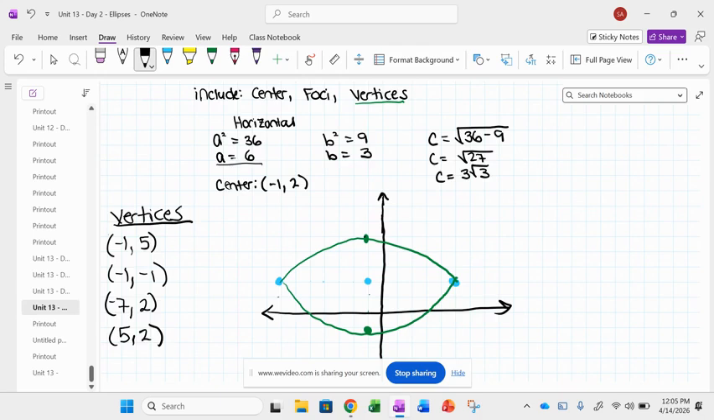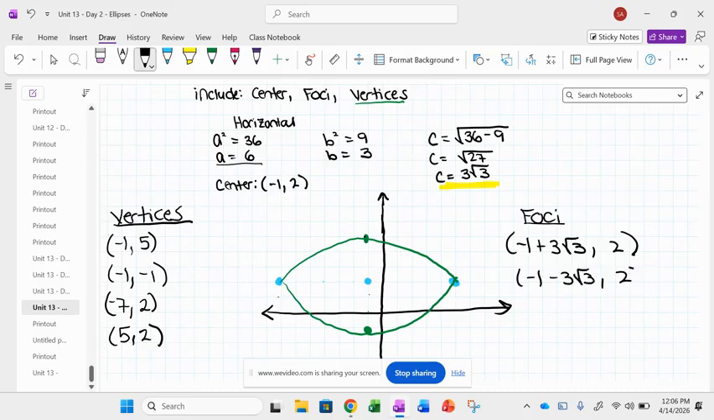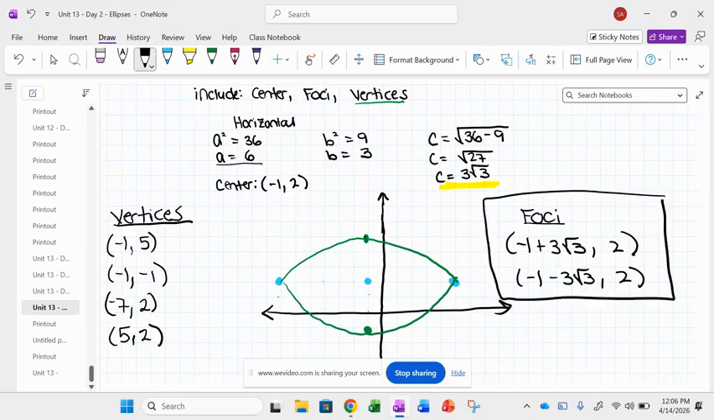Hold on, guys. Then it wants us to name the center, which we already did. And the next thing we want are the coordinates for the foci. So in order to find the coordinates of the foci, we're going to take the focal length. And now we have to remember the foci are always on the major axis. Which is the major axis this time, X or Y? X. So we take that focal length and add it to the X coordinate of the center. So this is going to be -1 plus 3 root 3, comma 2, and -1 minus 3 root 3, comma 2. Do you see how I found that?